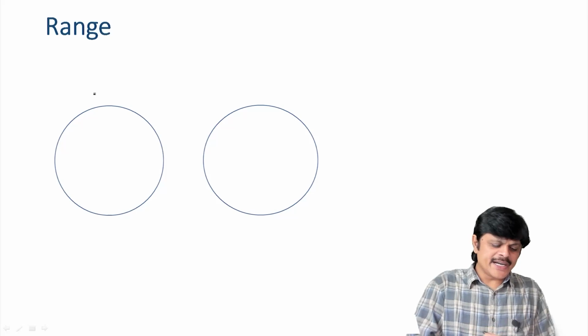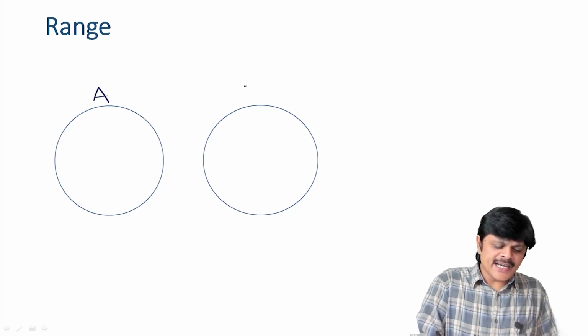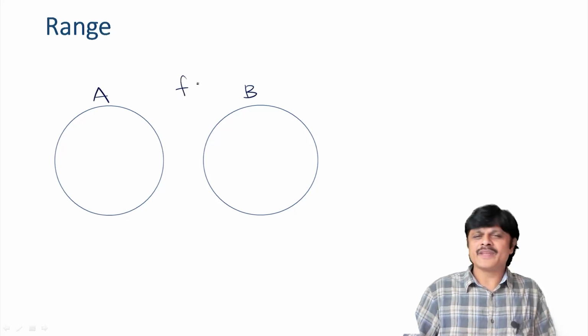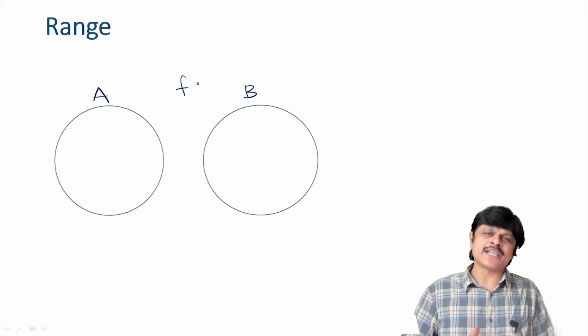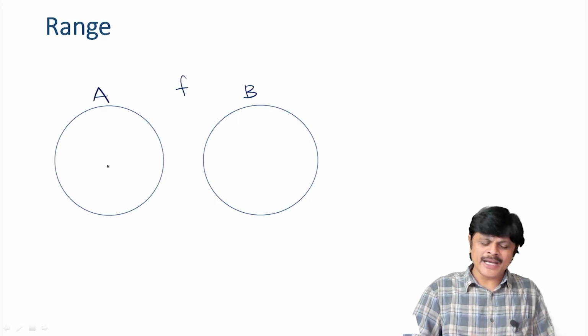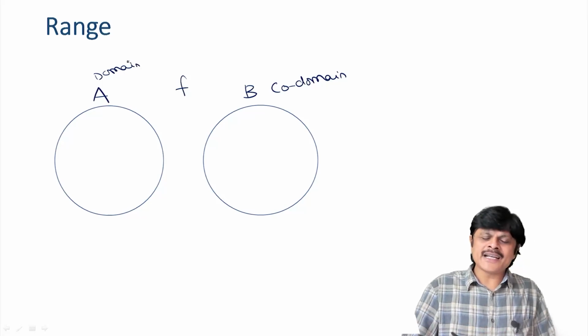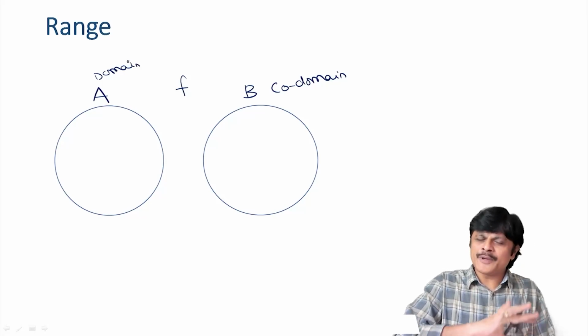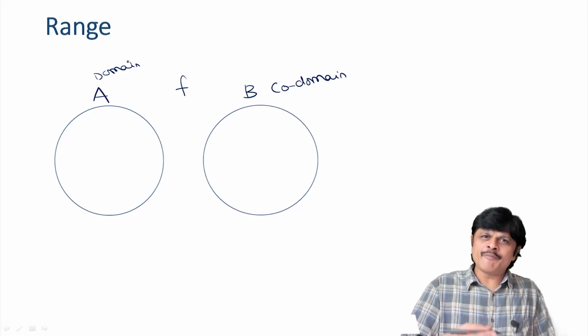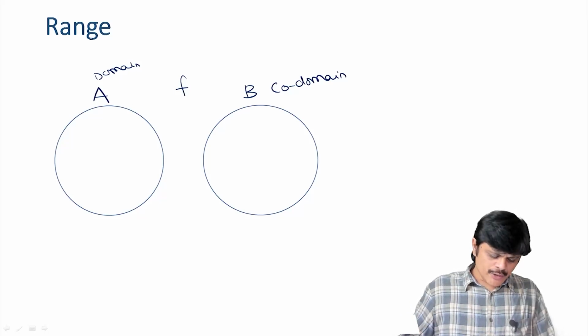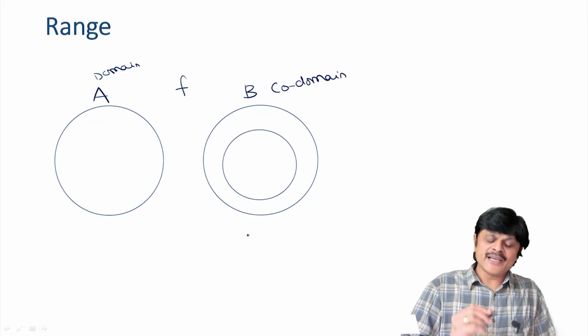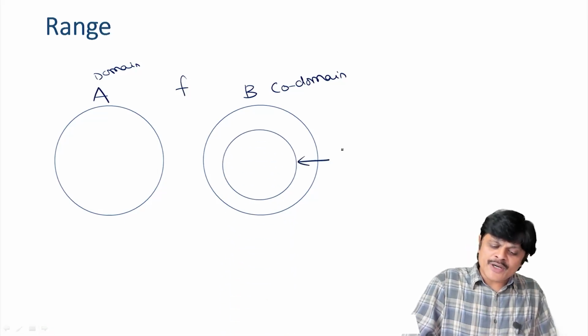Now we need to understand what is range. See, this is set A and this is set B, and this is a rule. f is a mapping from set A to set B. As I told you, A is called domain and B is called codomain. And A is called what? Domain. It is not necessary that the entire A is mapped to the entire B. Only part of B may be mapped. So the part to which A is mapped is what is called range.